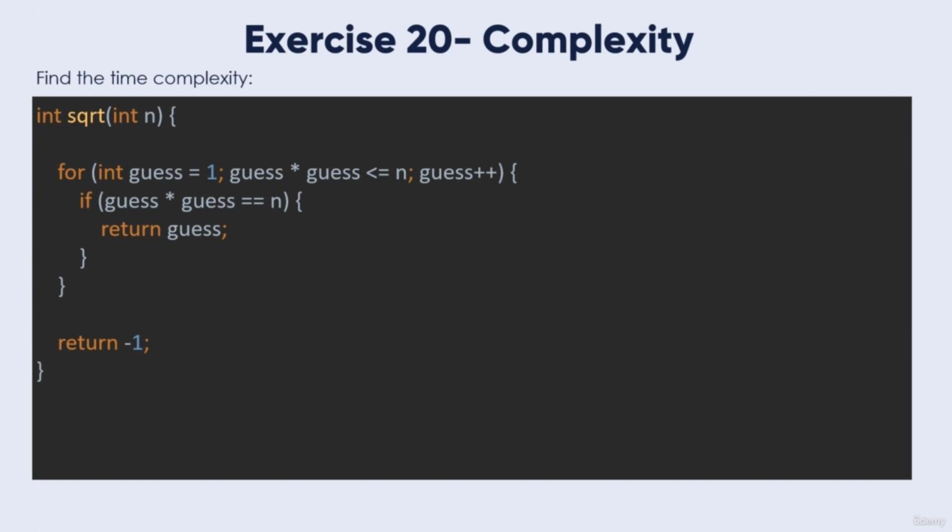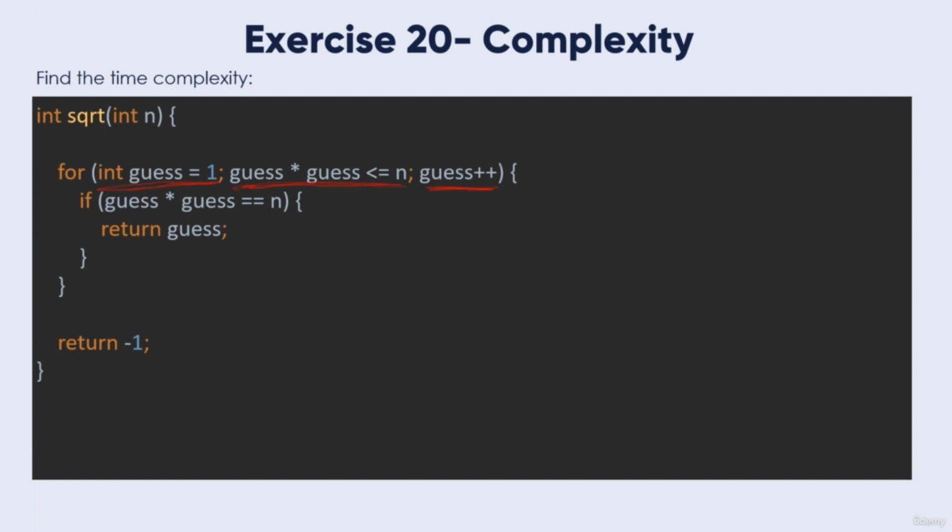So let's start. We have a for loop and a return statement. For int guess equal to 1, this is the initial condition. Guess times guess less than or equal to n, this is the final or the stopping condition. And guess plus plus is the increment condition.